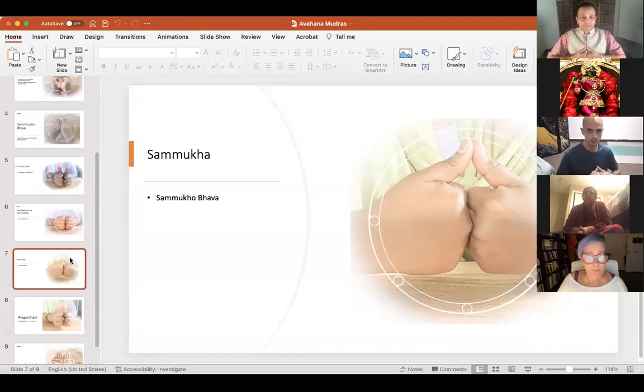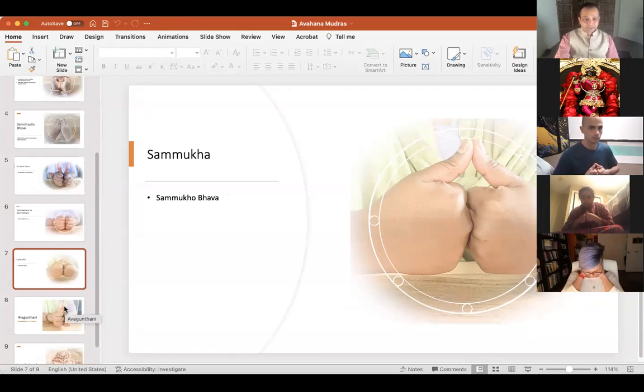Sammukho bhava. Sammukho bhava means now become visible to me. Not only reveal your presence, but become visible. So it's called Sammukho bhava. Please become visible to me. So that is called Sammukho bhava.